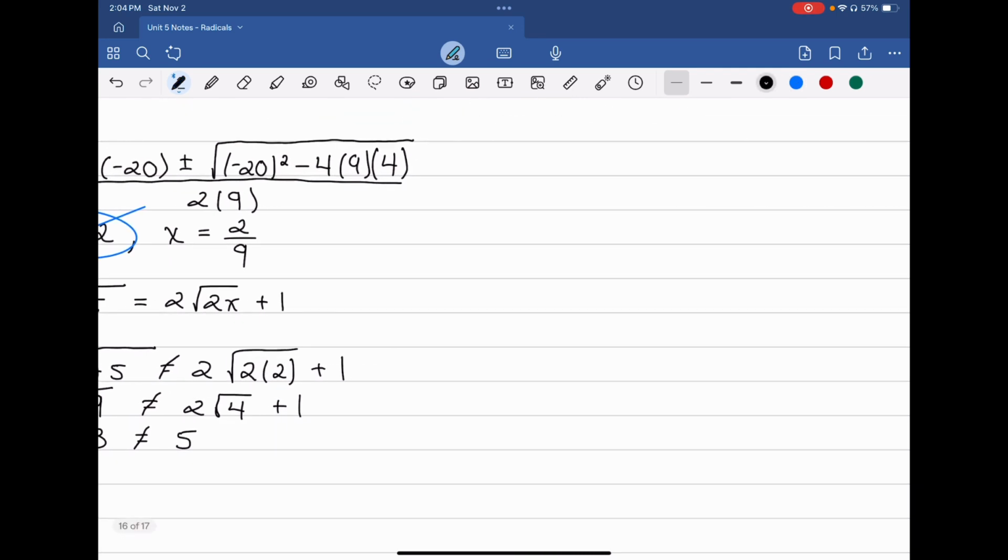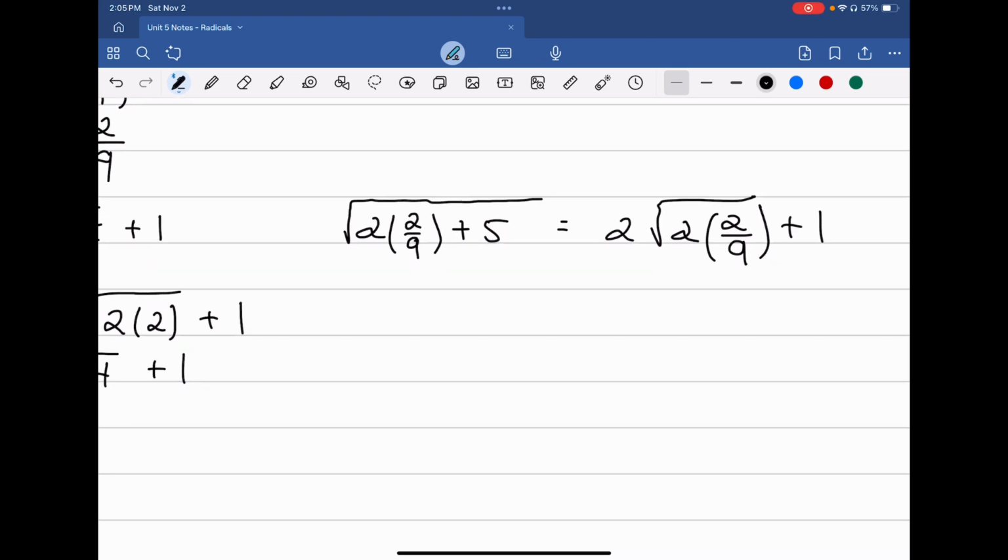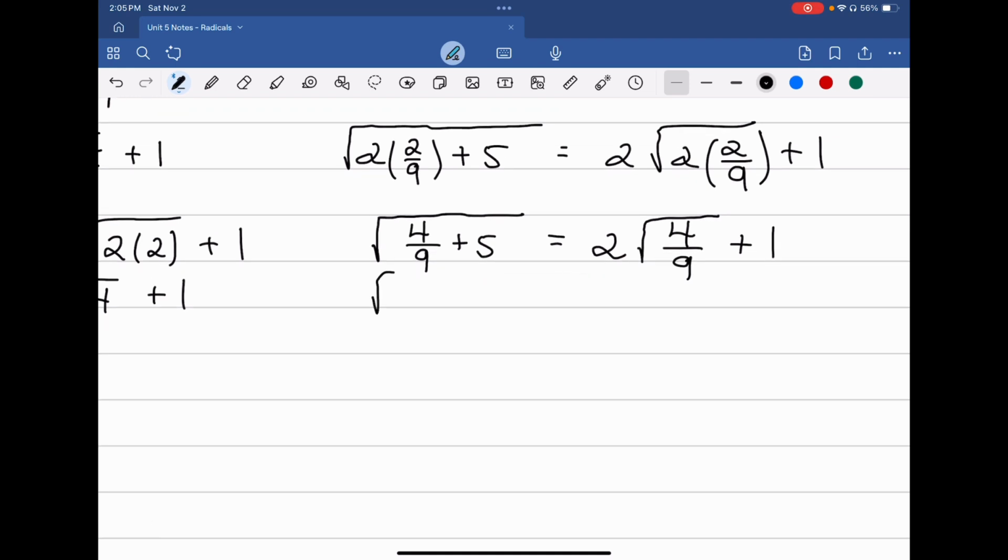Let's double check here. If I take the square root of 2 times 2 over 9, and then I add 5, this supposedly should be equal to, on the other side, 2 times the square root of 2 times 2 over 9, all plus 1. Well, in our calculators, or we could even do this mentally, let's just do one more step. If I take the square root of this, 2 times 2 is 4 over 9 plus 5, which is equal to 2 times the square root of 4 over 9 plus 1.